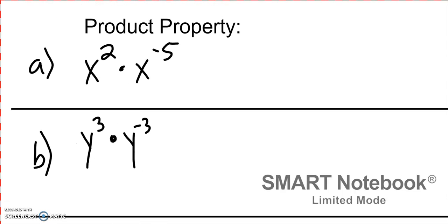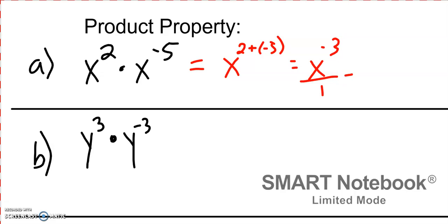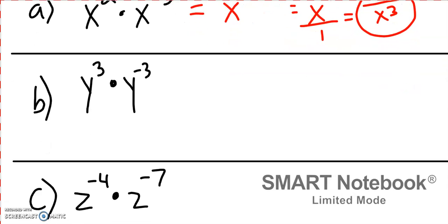If I'm looking at A, I have x squared times x to the negative fifth. That's going to be equal to x to the 2 plus negative 5, and we get x to the negative third, but we can't have a negative exponent. So since it's in the numerator right now, we're going to drop it down to our denominator. Our final answer is 1 over x to the third.